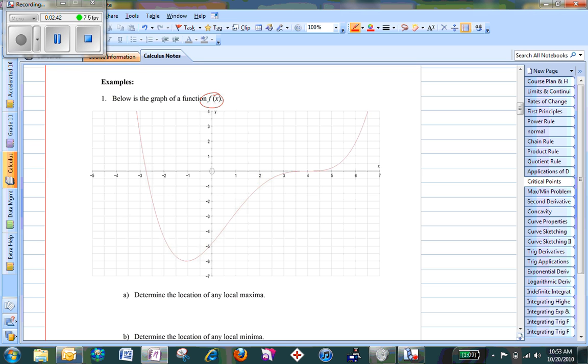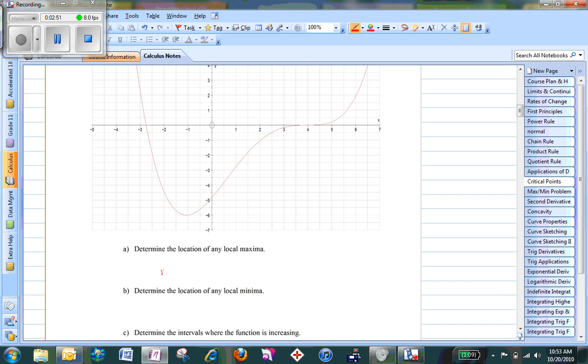given to you. Now, it says here, determine the location of any local maxima. Are there any local maxima? No, there are not. Are there any local minima? Yes, there is. It is here at -1, -6.